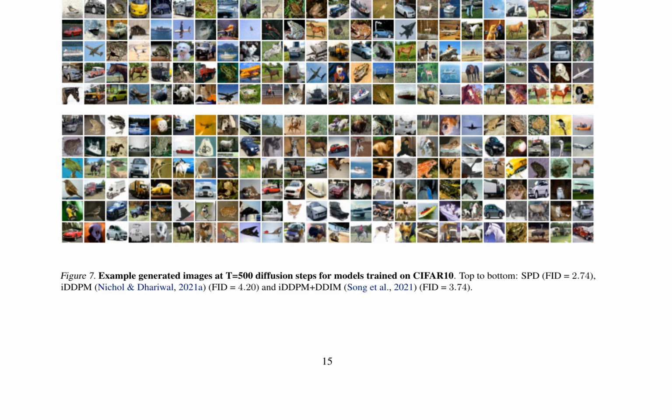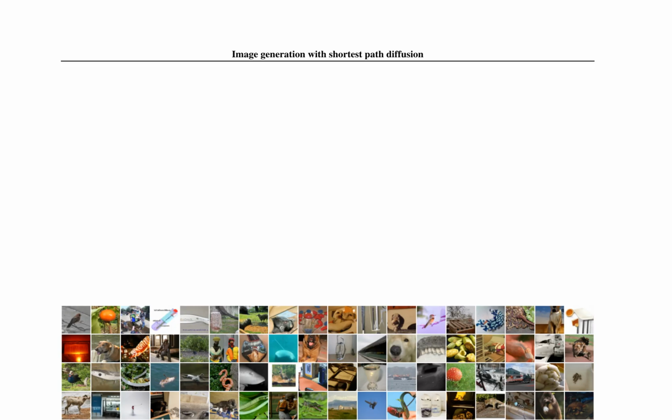The generated images using the proposed shortest path diffusion method are presented in Figure 7, showcasing examples at T equals 500 diffusion steps for models trained on CIFAR10. The results are compared to those obtained using IDDPM, Nichol and Dhariwal, 2021a, and IDDPM plus DDIM, Song et al., 2021. The Fréchet inception distance, FID, scores are reported, with the proposed SPD method achieving an FID score of 2.74, outperforming the other methods.